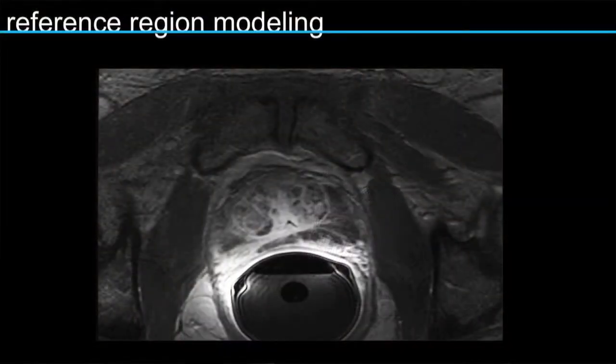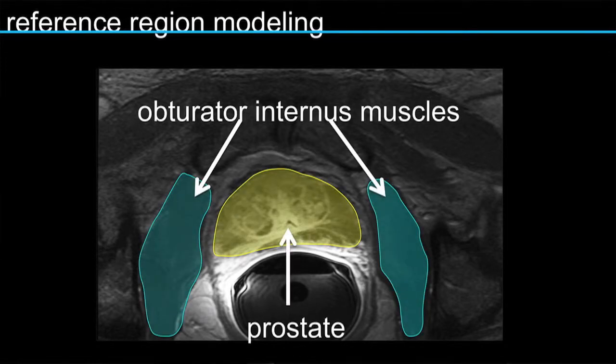However, there's also a class of pharmacokinetic models known as reference region models. These replace the directly measured arterial input function with the measurement of a nearby reference tissue that's been well characterized. Typically, we choose muscle. By measuring the gadolinium uptake in this reference muscle and making some assumptions about the pharmacokinetic parameters, we can actually get back our patient-specific estimate of the rate of contrast agent delivery. So if we look at our prostate imaging field of view, we have the prostate in the center here, but it's surrounded by these large obturator internus muscles.